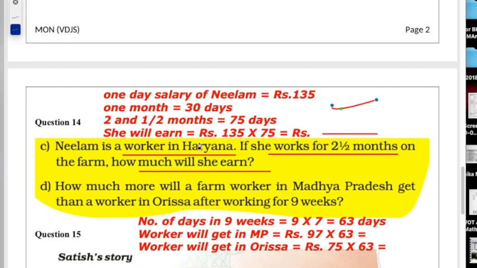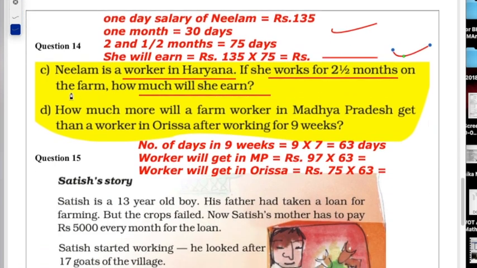So how much will she earn? Neelam is working for 2.5 months in Haryana, where her salary is rupees 135 for one day, and you have to calculate her salary for 75 days. So 135 multiplied by 75, and you will get your answer. Multiplication is very easy and you all can do it. Well done. I have given you a hint. You will multiply and get the answer.